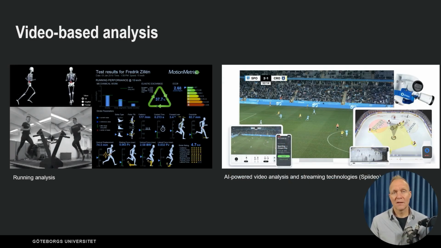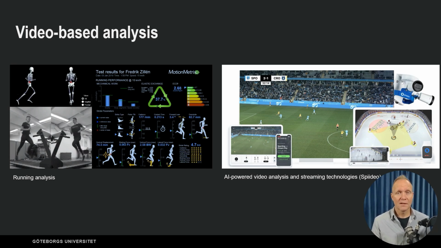Video is yet another important type of technology. Here we see on the left-hand side video analysis regarding running. So we see an individual on a treadmill, and by using video we can create different types of analysis in order to analyze the efficiency and also perhaps the problems that the runner is facing when running.